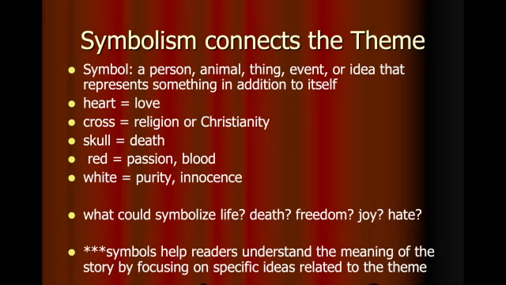So taking a look at some classic symbols that we have, a lot of times when we see things such as a heart, a cross, a skull, maybe the color red or the color white, usually those are projected symbols because everybody has a sense or a connotation towards a symbol like those. So when we think of the ideas that might be coming across in our theme, such as life, death, the sense of freedom, the sense of imprisonment in the castle, the sense of joy with the ball, maybe perhaps the sense of hate towards the new visitor with the Masque of Red Death, what could possibly symbolize some of these things? Could it be the colors of the room? Could it be the mask that the man who's dressed like the Red Death is wearing? What could symbolize these different things? And then, of course, symbols will help readers understand the meaning of the story by focusing on specific ideas related to the theme.